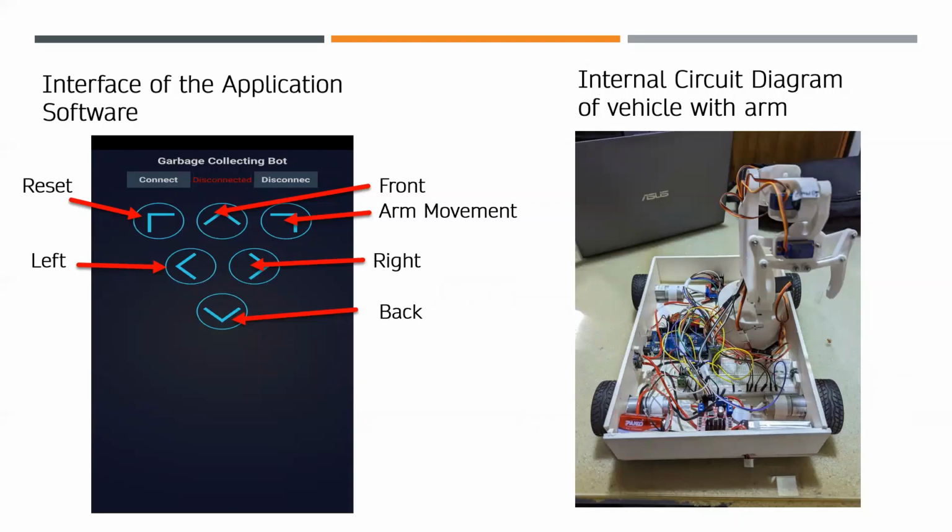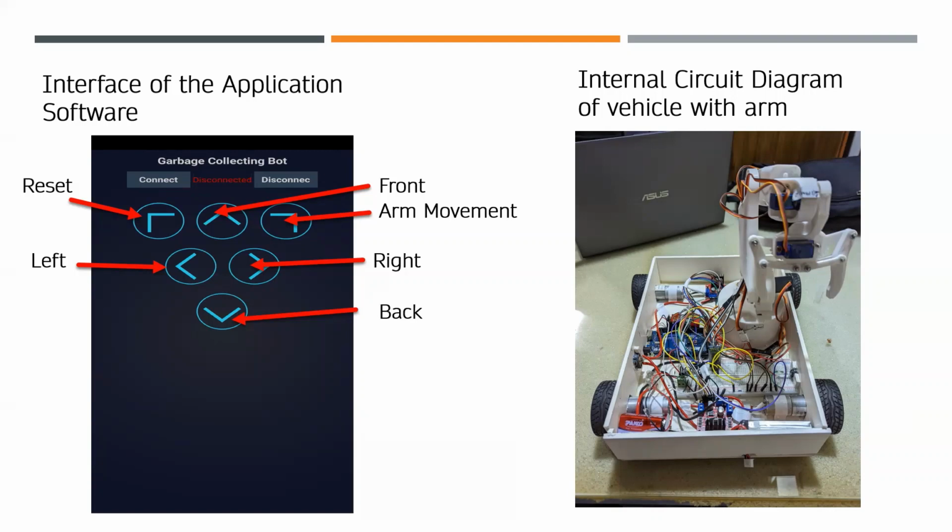If we look at the interface or application software, when we press the front command, all of our wheels will rotate in the forward direction. When we press the back command, all of our wheels will rotate in the backward direction. If we press the right command, our left wheels will be turned on and all the right wheels will be turned off.